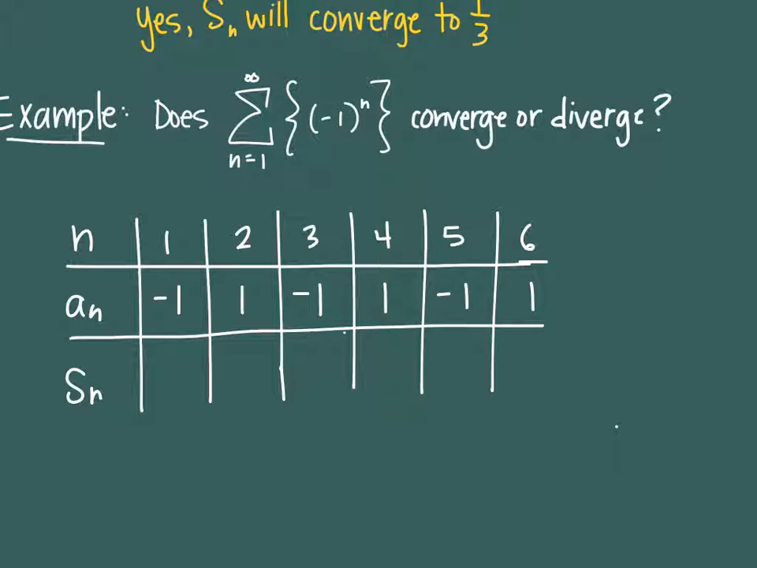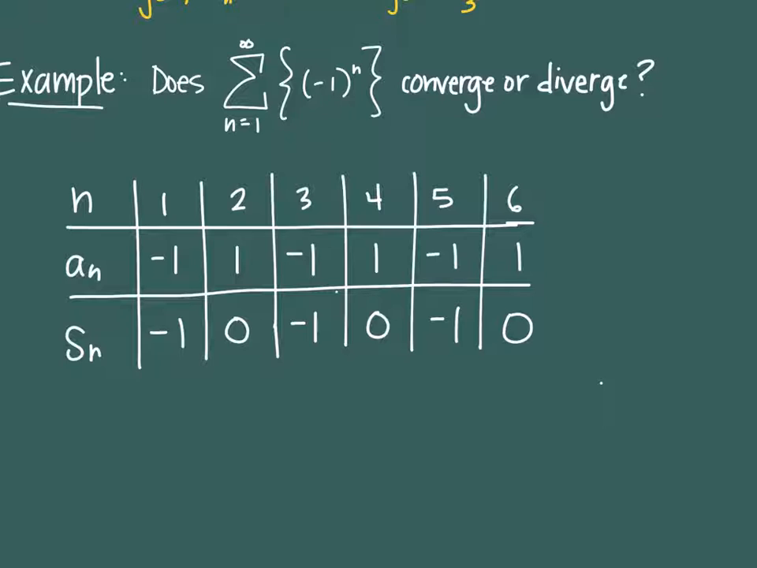All right, now let's do the sum. The first sum is also -1. And if I add the next term, what will I get? 0. And then if I add the next term, I will get -1, and then I will be back to 0, and then I will get -1, and then I will be back to 0. So that is also an oscillating sequence. It's oscillating between -1 and 0.